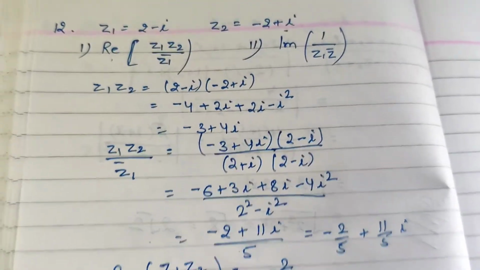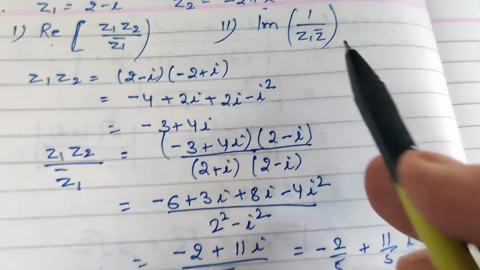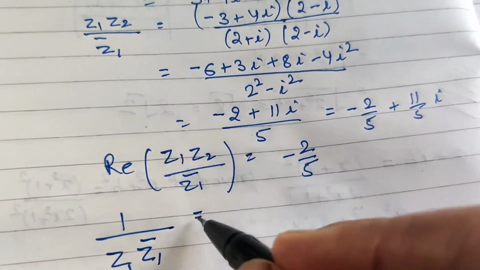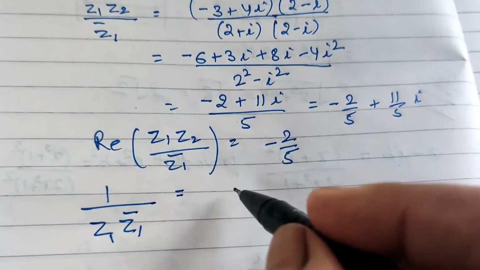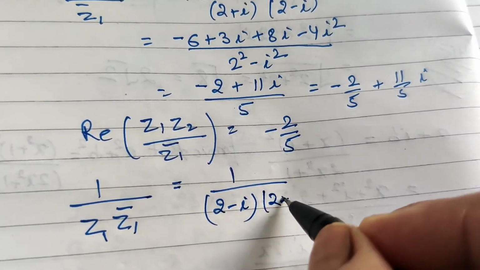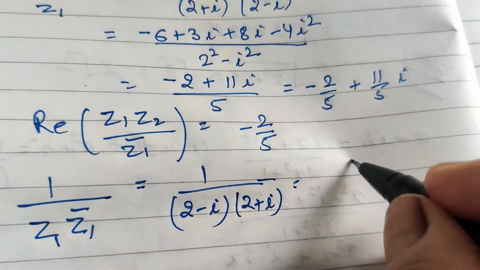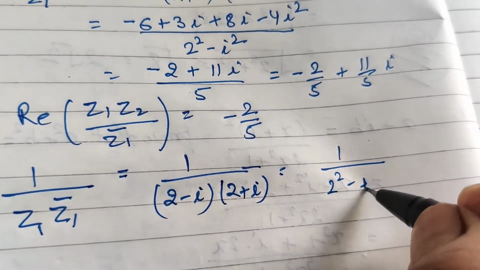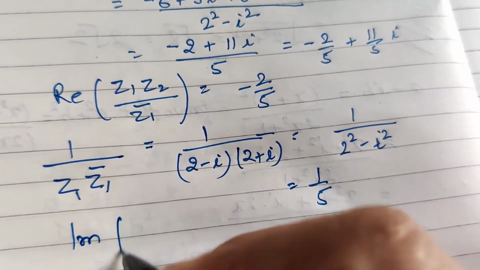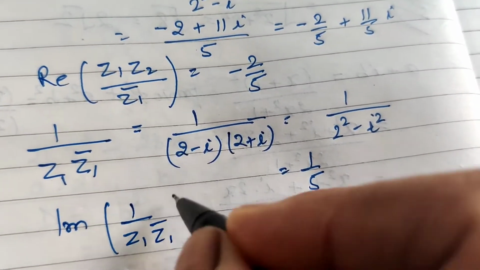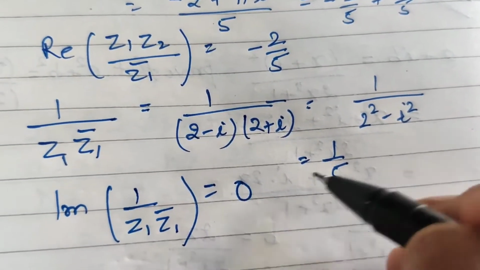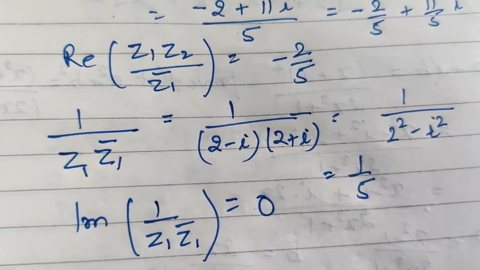Okay, and the second is the imaginary part of 1 upon z1 bar. First we have to find the z1 bar. z1 is 2 minus i, and the conjugate is 2 plus i. Now 1 upon 2 square minus i square is equal to 1 by 5. And we have to find the imaginary part of this. There is only the real part 1 by 5, there is no imaginary part. Therefore, the imaginary part is 0. Okay.